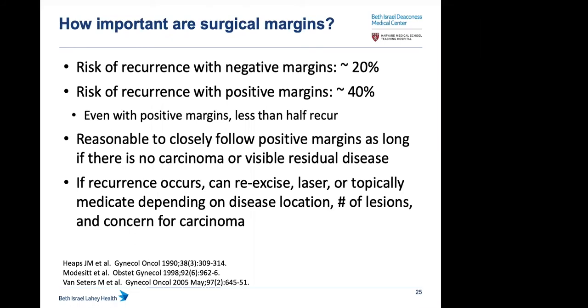Surgical margins are important, however. Again, the goal is to get a negative surgical margin. There's still a risk of recurrence even with a negative surgical margin of about 20%. But if you have a positive surgical margin, that risk jumps to about 40%.